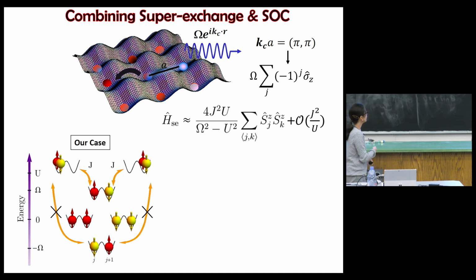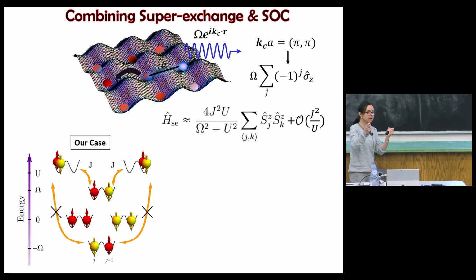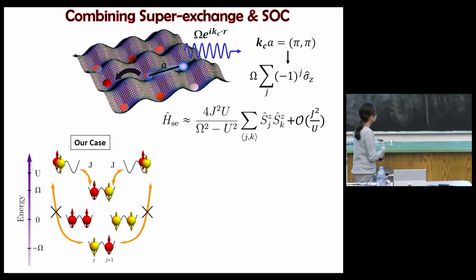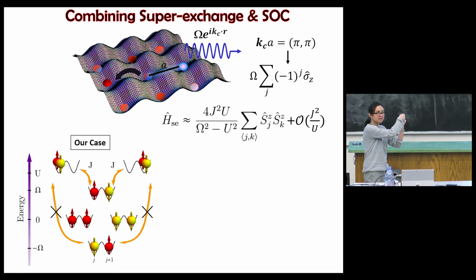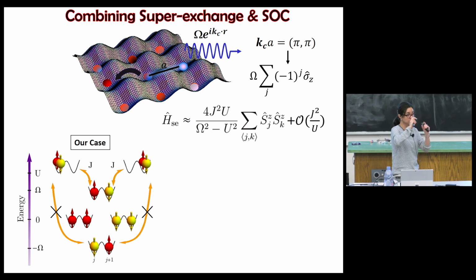And what happens is that if they're in a configuration that is up, down, when they tunnel, the energy caused because of the interactions is the energy difference of this configuration minus the energy difference of having two atoms in per lattice sites. When they are in this configuration, the energy is U minus omega, small. If omega is close to U, this configuration can have a small energy.